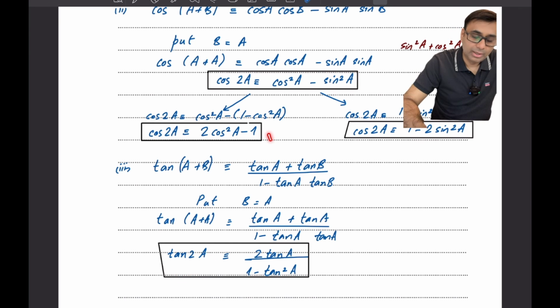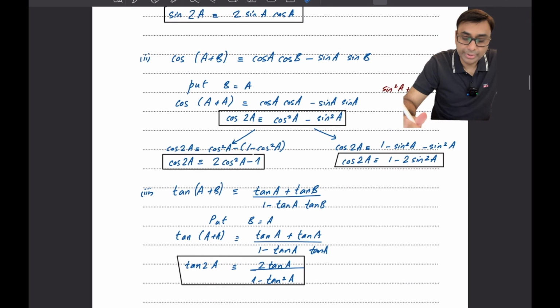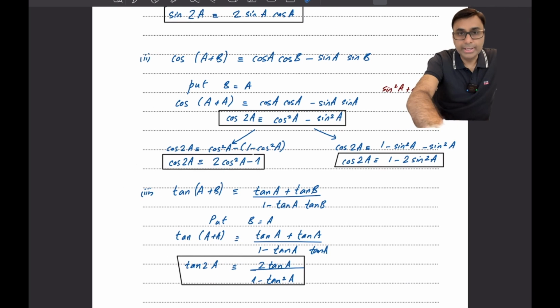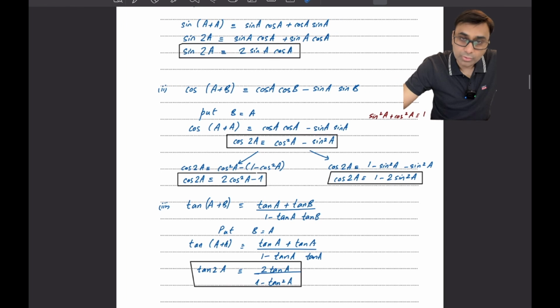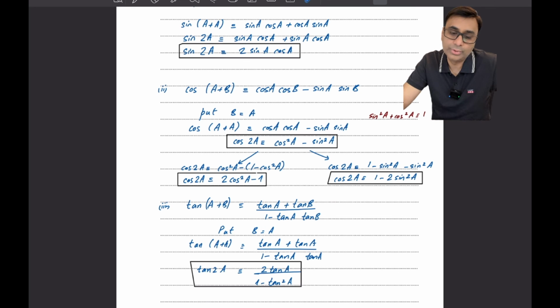So you have a double angle formula for cos 2a, you have a double angle formula for sine 2a and tan 2a. Again, I would like to highlight this one thing. All of these formulas are going to be provided to you in the formula sheet in the Math P3 exam, but you need to know the source or the origin behind how these formulas are actually being derived.